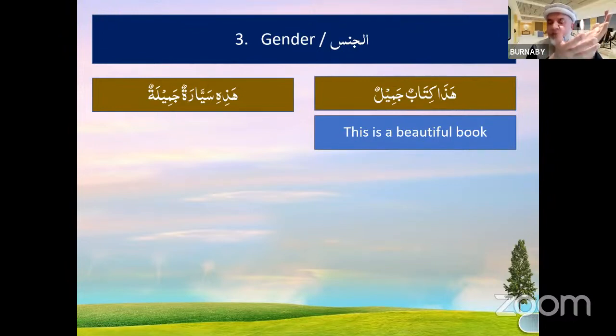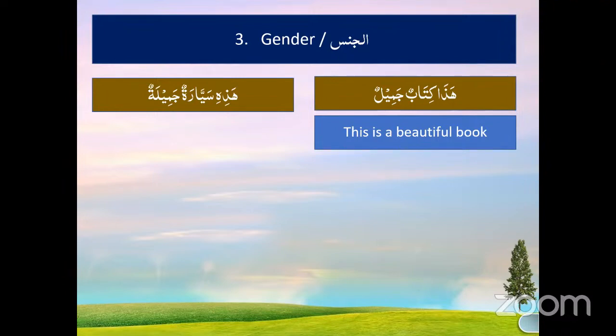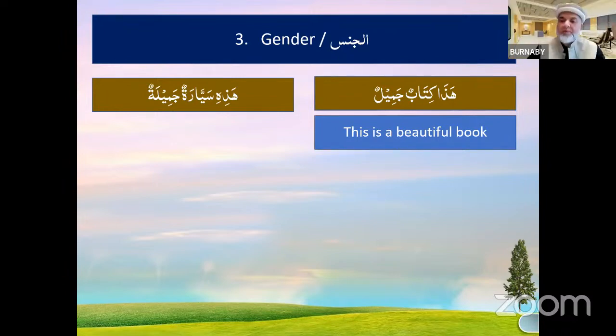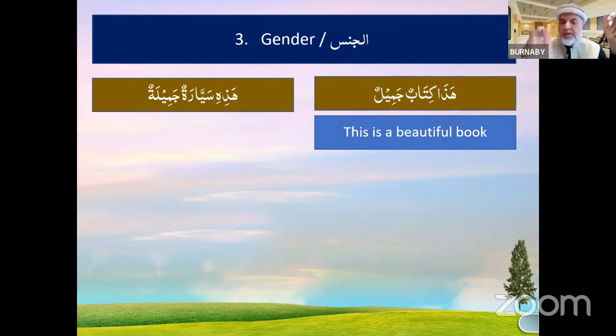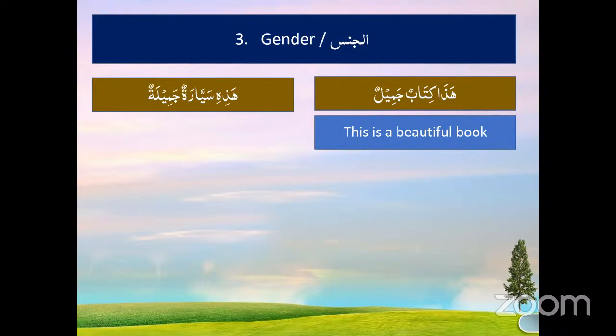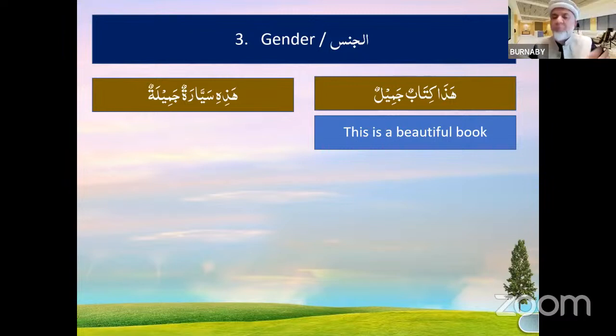It still makes sense to say Haza Kitabun, this is a book. But I'm giving you additional information, the quality of the book. So I'm going to add the adjective onto it. Now Kitabun Jamilun becomes a Murakkabe Tawsifi. It's no longer a singular word. It is coming as a murakkab. So now you should be saying Haza is the mubtada and Kitabun Jamilun is the khabar.